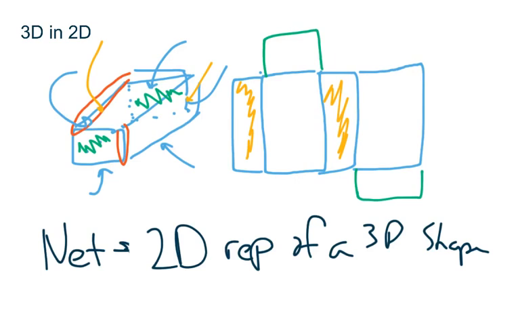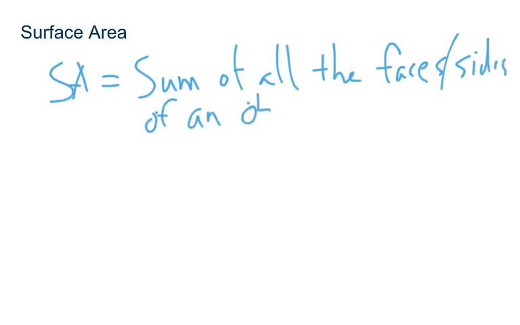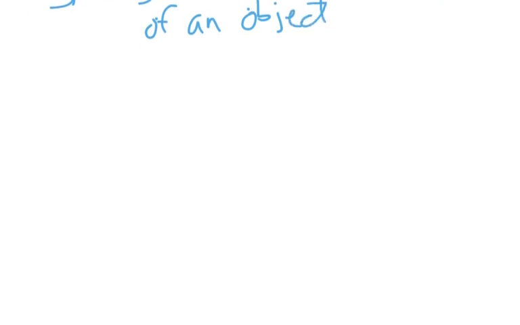And what that helps us do is piece together how we're going to find the surface area. So the surface area, we'll call it SA, is simply equal to the sum of all the faces, or sides, of an object. And so let's take a look at two options and how this is going to break down. Option number one, let's go back to our good old friend, the rectangular prism.